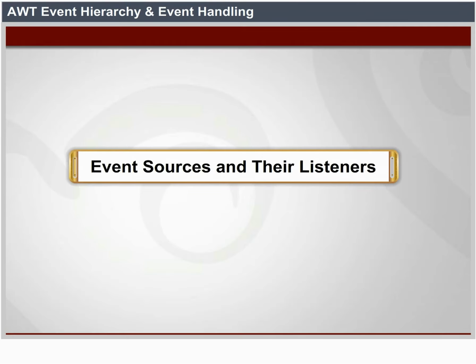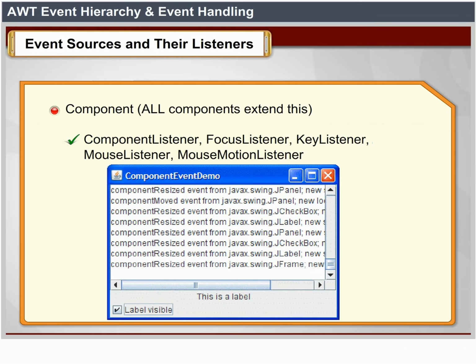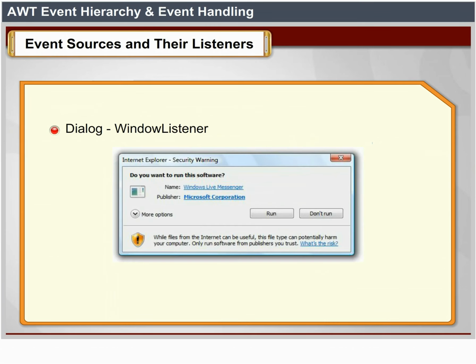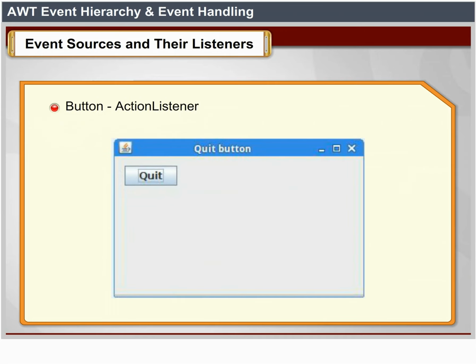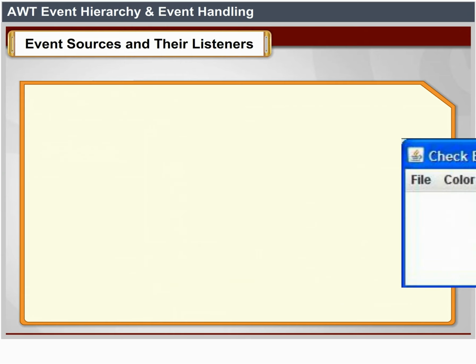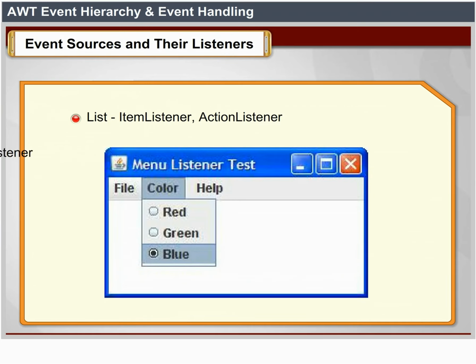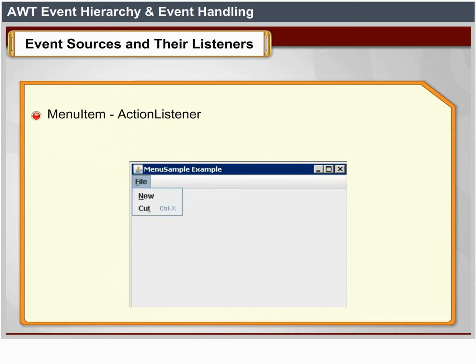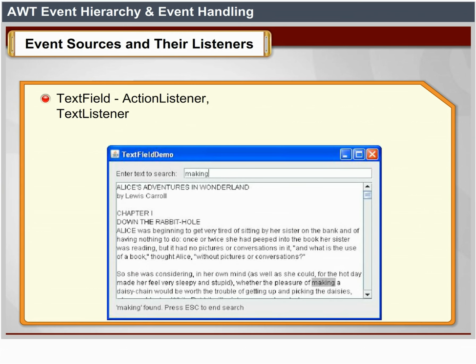Event sources and their listeners. Component: all components extend this; component listener, focus listener, key listener, mouse listener and mouse motion listener. Dialog: window listener. Frame: window listener. Button: action listener. Choice: item listener. Checkbox: item listener. Checkbox menu item: item listener. List: item listener, action listener. Menu item: action listener. Scroll bar: adjustment listener. Text field: action listener and text listener. Text area: text listener.